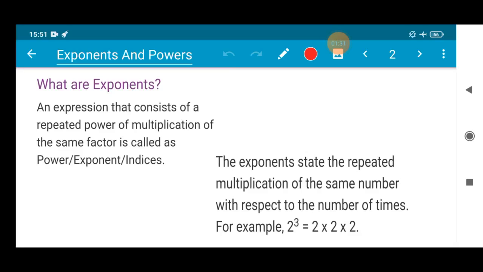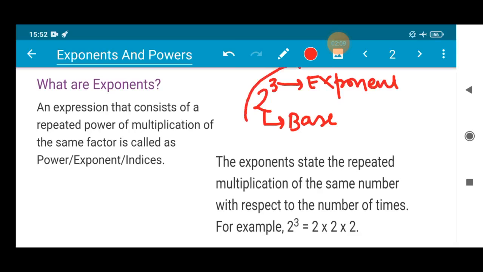So an expression that consists of repeated multiplication of the same factor is called a power, exponent or index. We can also say that the exponent states the repeated multiplication of the same number with respect to the number of times. Suppose here you can see the example 2 cube. The way of saying it is 2 to the power 3. Here 2 is the base. Here 3 is the exponent or power.